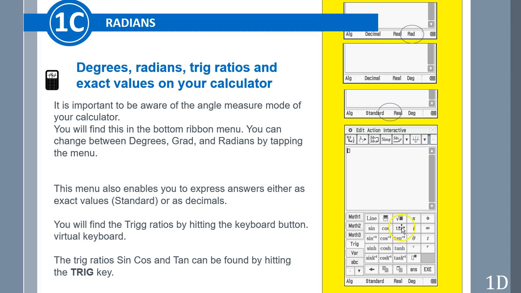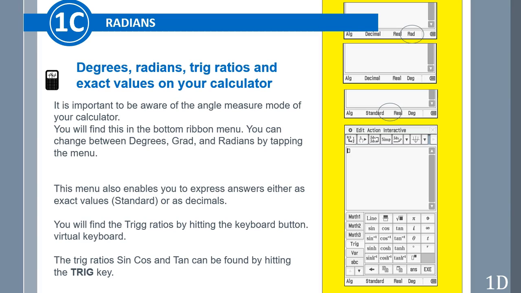Have a play around with your calculator. There is a trig tab, which is all of your trig stuff in there. You can see our sine, cosine, and tangent up the top there. Yours will look a little bit different if you've got the new calculator. The opposite of sine, cosine, and tangent are right below it, which makes it easier to remember as well.